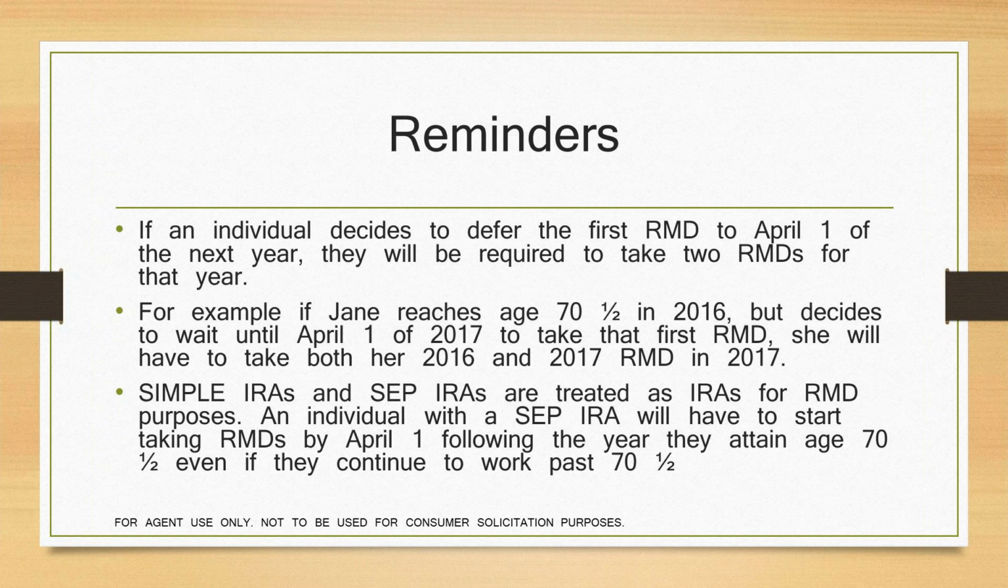Point number 2 is that simple IRAs and SEP IRAs are treated as IRAs rather than pension plans for RMD purposes. And so if you've got a participant of a SEP IRA, even if that participant does not own the company, the RMDs from that SEP IRA have to be taken by April 1st of the year following the year they get to age 70 and a half, even if they continue to work past age 70 and a half.